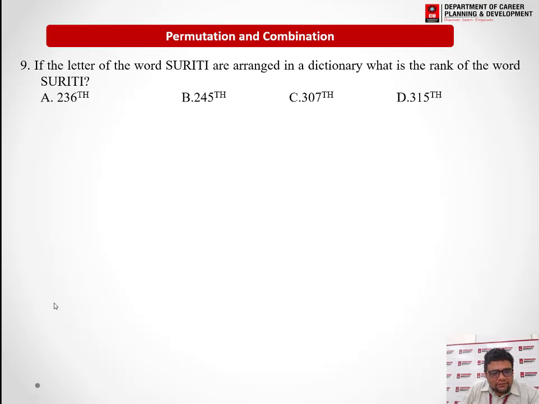Now let us see one more question based on the same concept, where the word given to us is Suriti, and we have to find the rank of Suriti in the dictionary. Now there are 2 alphabets which are repeating. Only I is repeating, 2 times it is coming. So firstly again we will do the same concept.